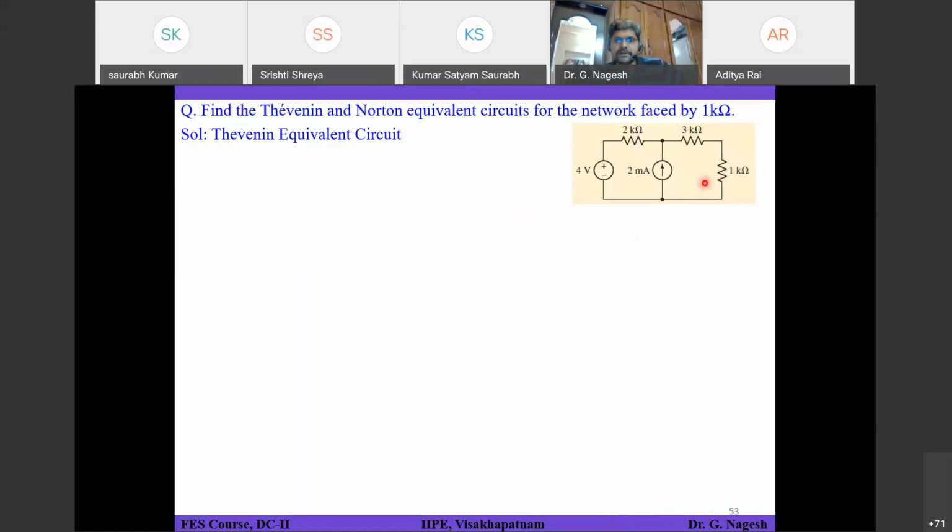To find RTH, what will happen? Disconnect these terminals and look into these two terminals. Can anyone say what will be the RTH for this network, to the left hand side, with the 1 kilo ohm removed? It will be 5 kilo ohm, because the voltage source is short circuited and the current source is open circuited. Looking from these open circuit terminals, 2K and 3K are in series, so it becomes 5 kilo ohms, which is the RTH. We will see that anyway.